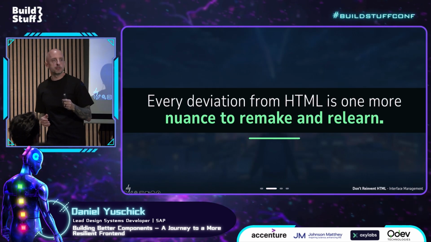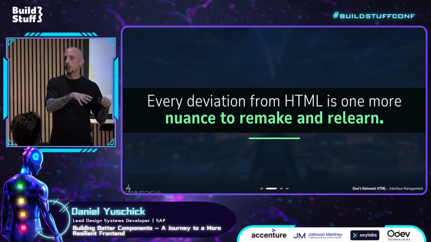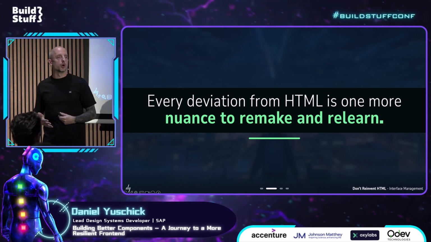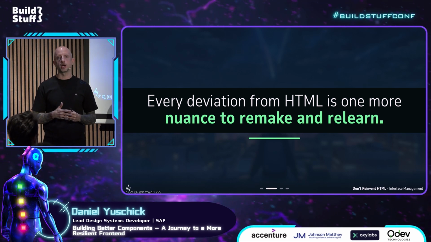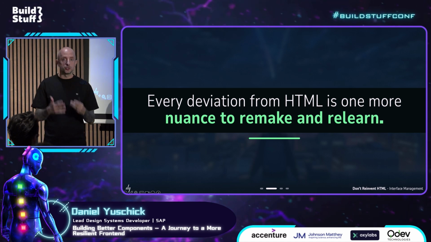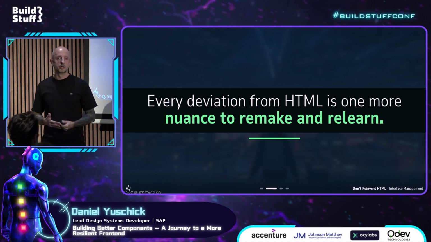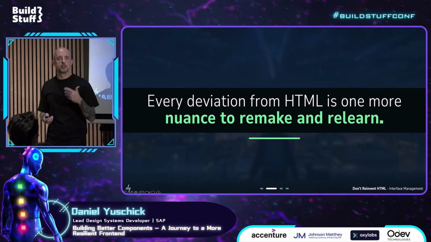Every time that we deviate from HTML within our components and within our interfaces, we create one more nuance that we have to remake and relearn. We have to remake it on the dev side, and we have to relearn it on the implementation side anytime we're trying to use this component. So every deviation from HTML is one more thing we have to remake and relearn.